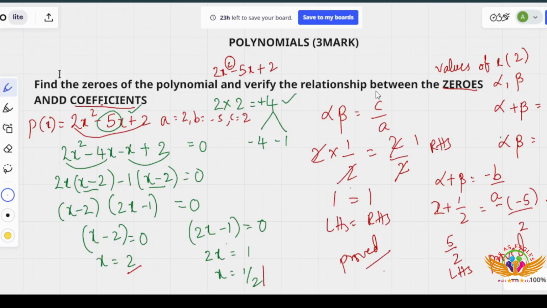Done. So the product of zeros is proved and also the sum of zeros is proved. Hence it is verified. This is the way how we will find the zeros of the polynomial and verify the relationship between them. The first part is to find the zeros: do factors and find the roots, find the values of x. Those values will become your alpha beta, and by that alpha beta you need to find the sum of zeros and product of zeros. Both LHS and RHS you need to prove.